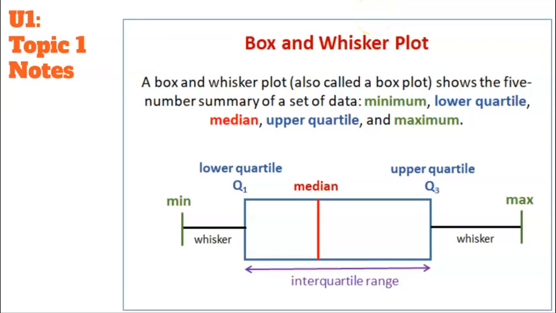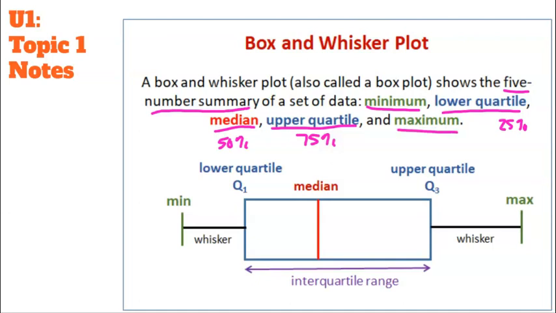A box and whisker plot, also called a box plot, shows the 5-number summary of a set of data. This 5-number summary includes the minimum, the lowest number in a data set; the lower quartile, which is the 25% mark, or 1/4 of the way through the data; the median, which is that 50% mark, you're halfway through; the upper quartile, which is the 75% mark; and the maximum, which is the highest number.